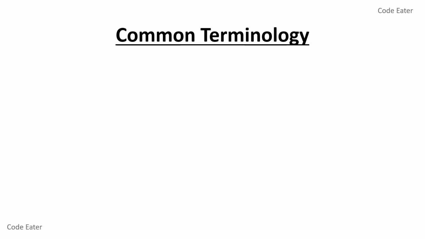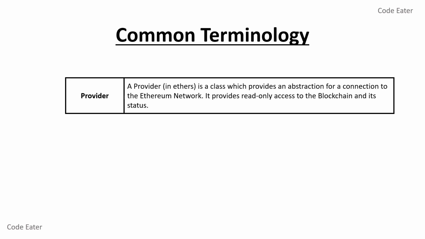Now, before moving further and going to the practical part, we need to understand some common terminologies that are already there in the Ether.js library. So let's start with provider. Now, what is a provider? A provider is a class which provides an abstraction for connecting to the Ethereum network. It provides read-only access to the blockchain and its status.